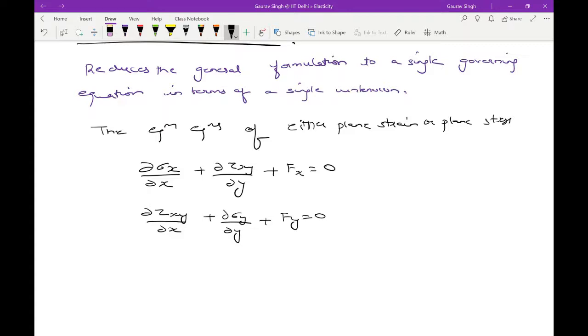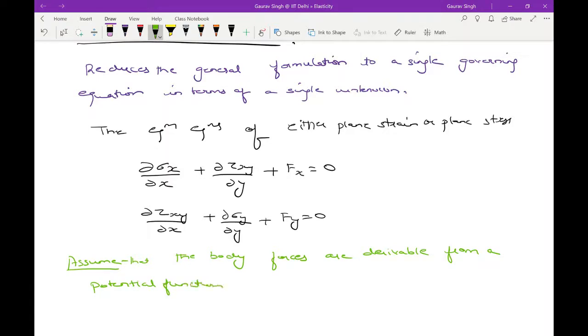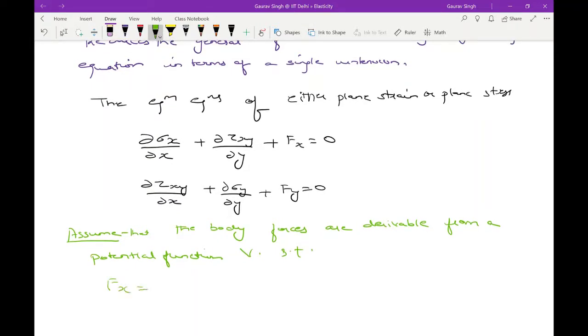Okay. How does this theory work? Assume that the body forces are derivable from a potential function V such that f_x is equal to minus ∂V/∂x and f_y is equal to minus ∂V/∂y.